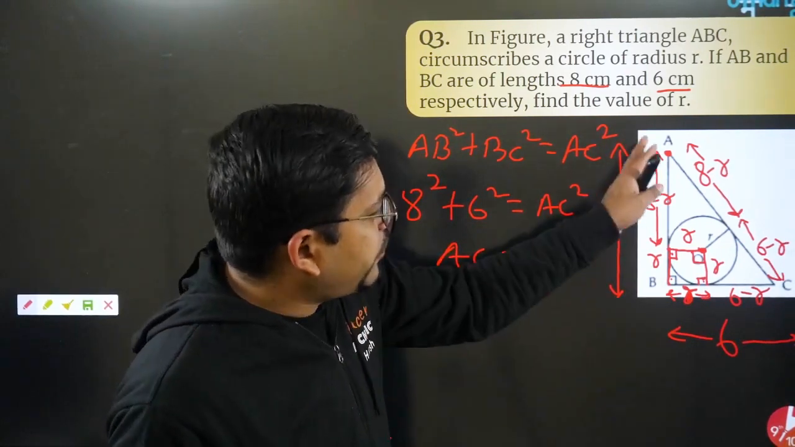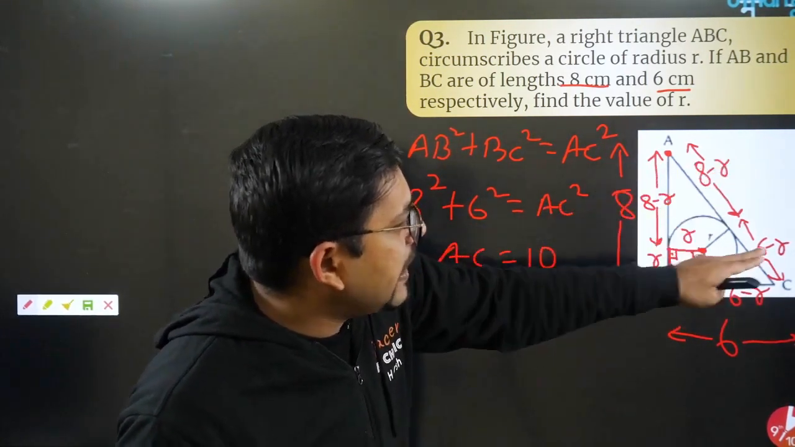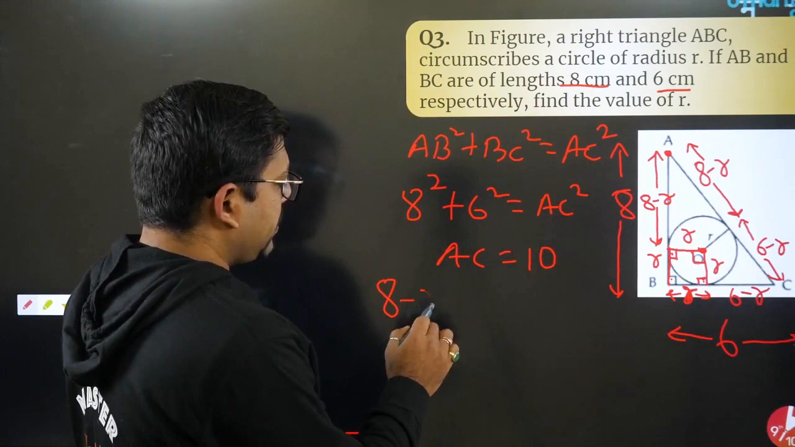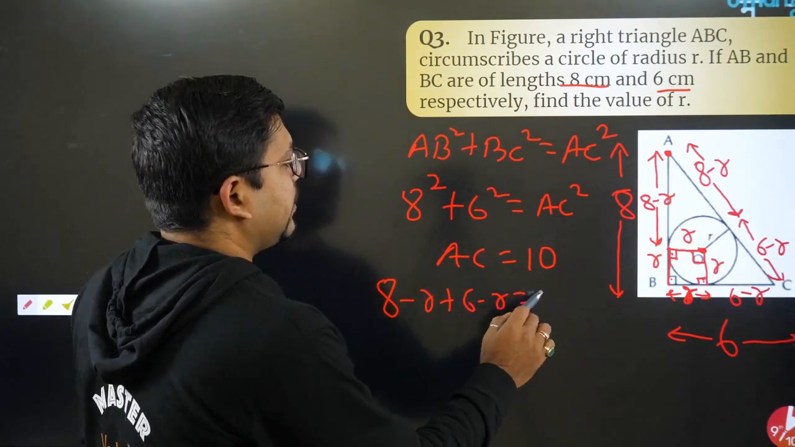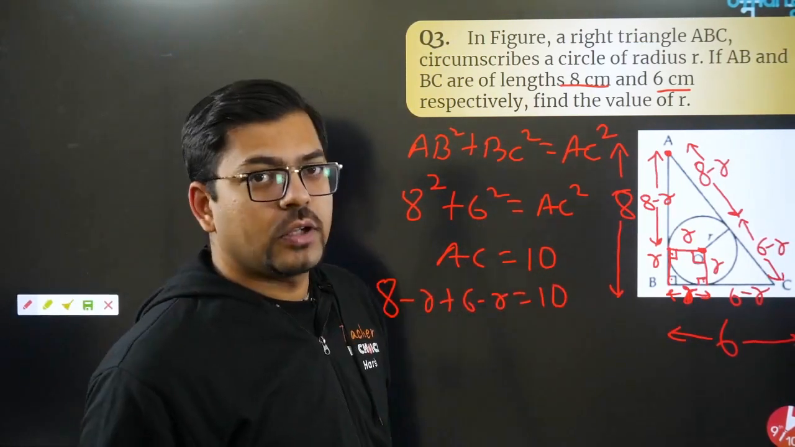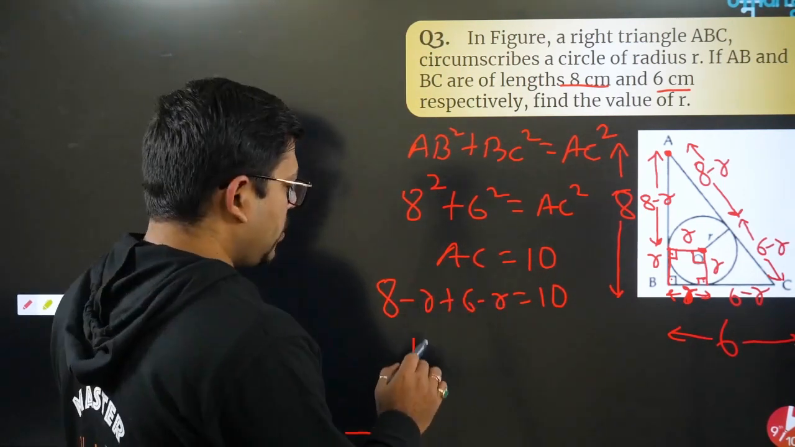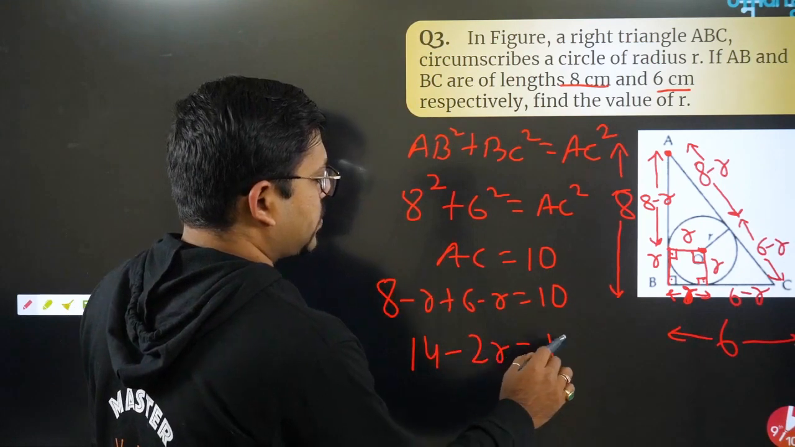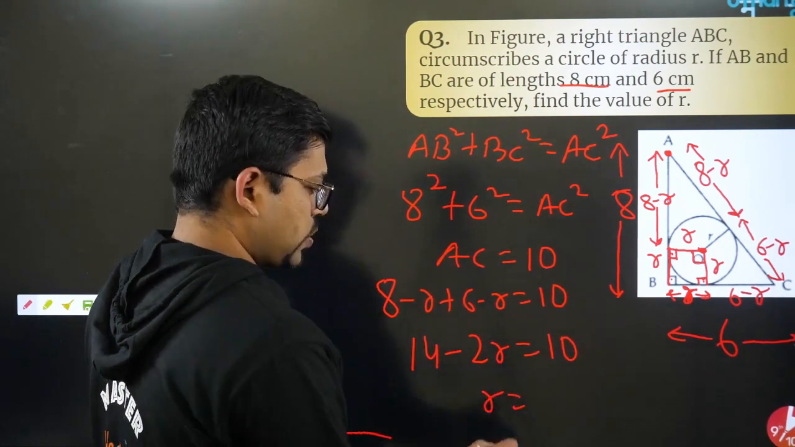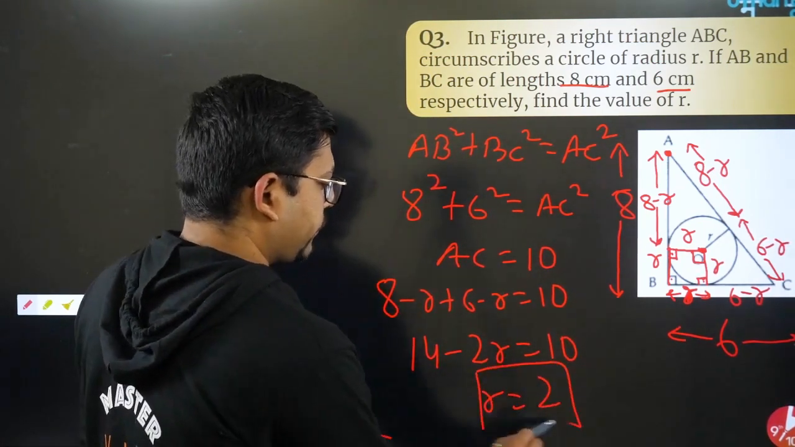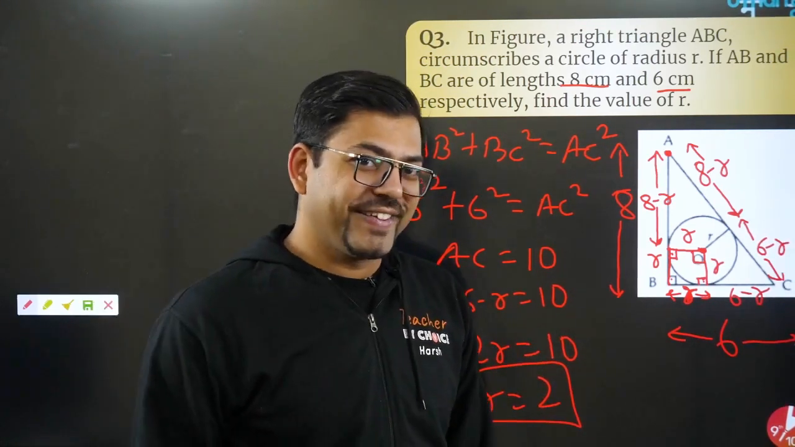Pythagorean triplet. So if AC is 10, then 8 minus r plus 6 minus r should also be equal to 10. So now 8 plus 6 is 14, minus r minus r is minus 2r. So this is 14 minus 2r equals 10. You have to solve it. Once you solve it, you'll get r equals 2. And that's what we wanted.